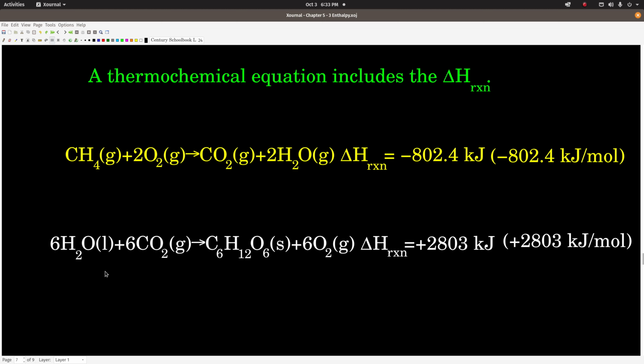Another example would be water and carbon dioxide combining to make glucose and oxygen. This is an endothermic reaction because the heat of reaction is positive. What this says is that you have to put 2,803 kilojoules into this reaction for every 6 moles of water and every 6 moles of carbon dioxide that react to produce 1 mole of glucose. So now we have another conversion factor. We can do a few more calculations.